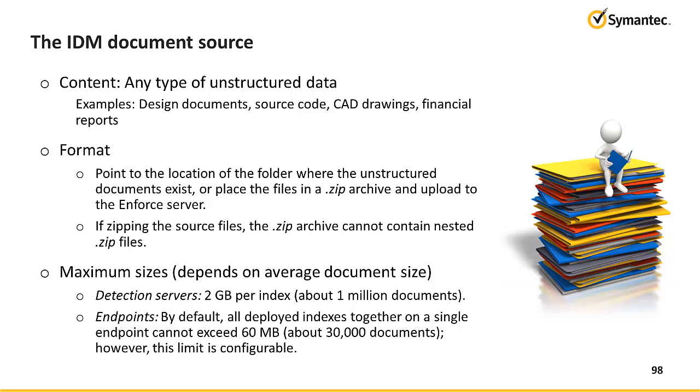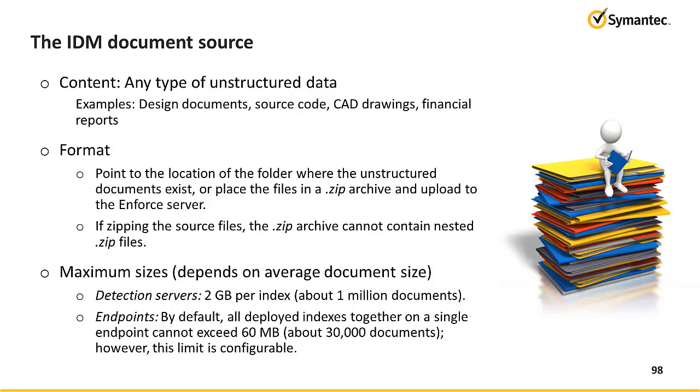The maximum size of a single IDM document data source index is 2 GB per deployed index on detection servers, which translates to approximately 1 million documents, depending on the size of the source files and their extracted text size. IDM scales to around 7 million documents total per detection server. However, these figures should only be considered a rough estimate.